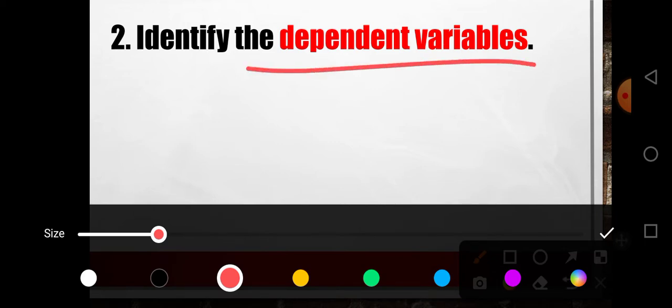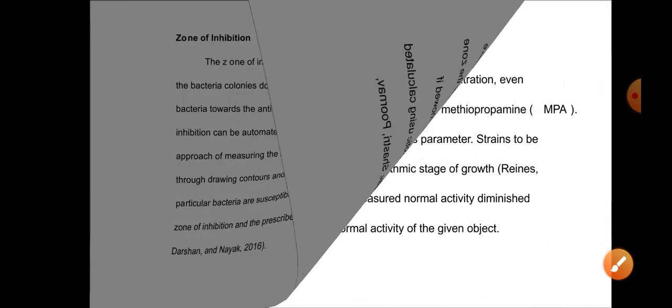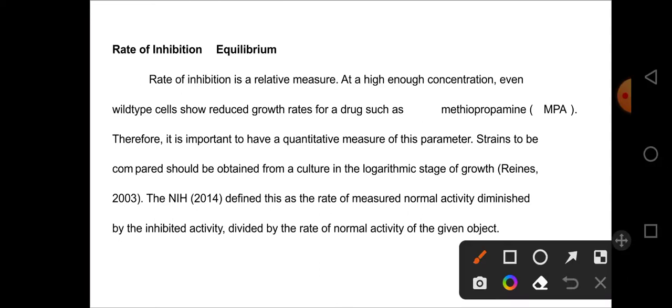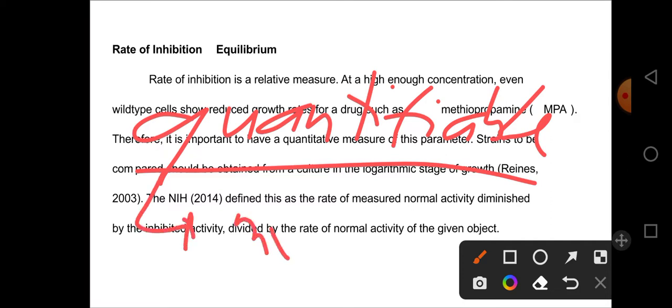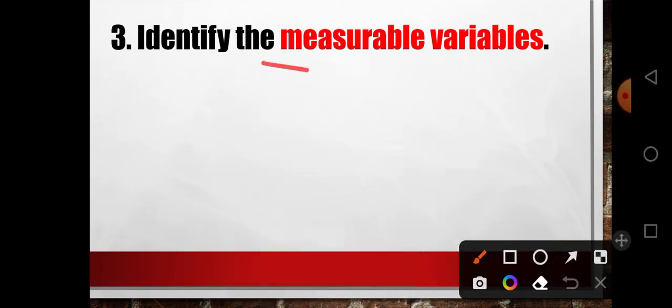Next, we have the following examples. We have zone of inhibition and rate of inhibition equilibrium. These entries are quantifiable in nature, just like what we discussed in our previous lesson regarding the definition of terms. These quantifiable entries are known as the measurable variables. Hence, your RRLS must also give sources to your measurable variables.